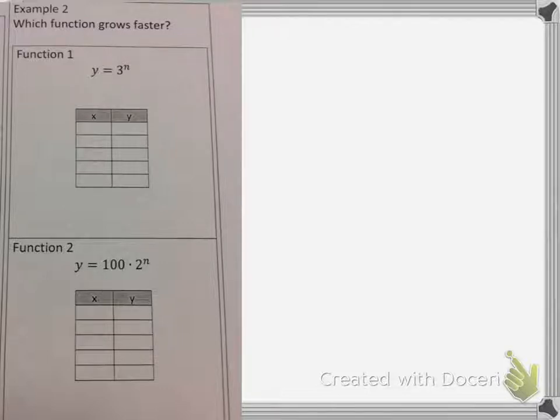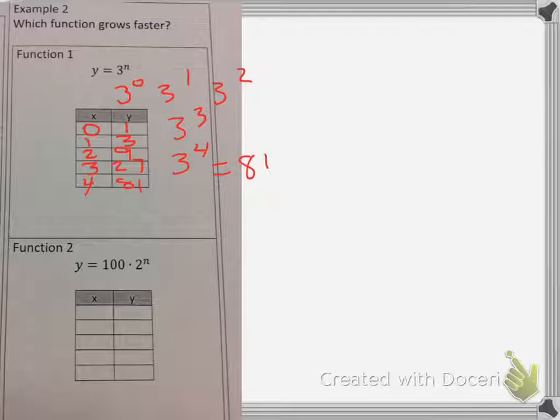All right, this next one just says, which function grows faster? How are we going to tell? We're going to substitute some numbers into these tables of values and decide which one grows faster. Let's put 0 in first. 3 to the 0 power gives us 1. Let's put in 1. 3 to the 1 power is 3. For 2, 3 to the 2nd power is 9. For 3, 3 to the 3rd power is 27. And for 4, 3 to the 4th power is 81. So there's our table of values filled out.